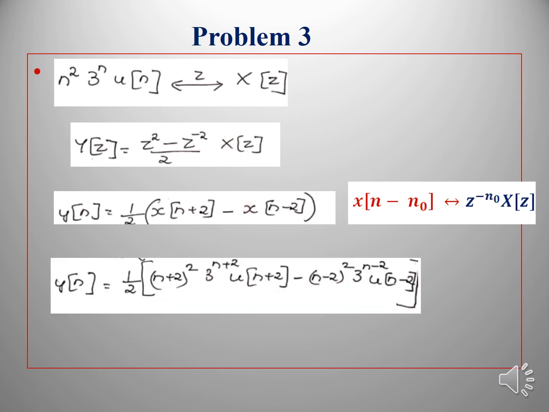Hence, the solution would be value of y of n is going to be equivalent to 1 by 2 n plus 2 the whole square 3 power n plus 2 into u of n plus 2 minus n minus 2 the whole square 3 power n minus 2 into u of n minus 2.